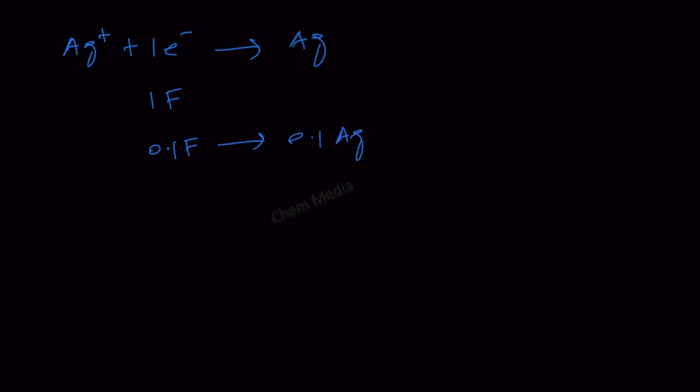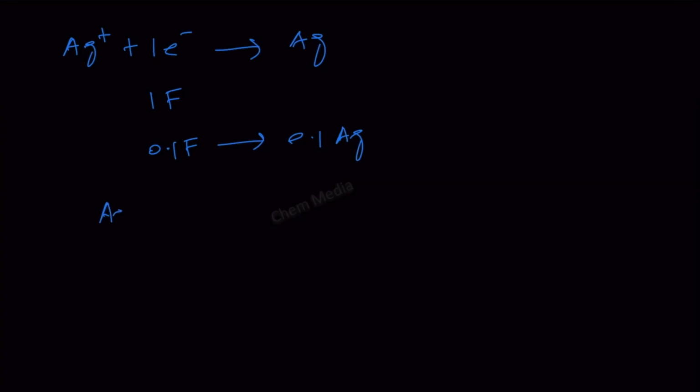Likewise, we have Ag+. If Ag+ gains 1 electron, then it would become Ag. But for that, 1 Faraday is required. But how much are we passing? Only 0.1 Faraday. That's what is given in the problem, isn't it? So if we are passing only 0.1 Faraday, we will get 0.1 mole of Ag.